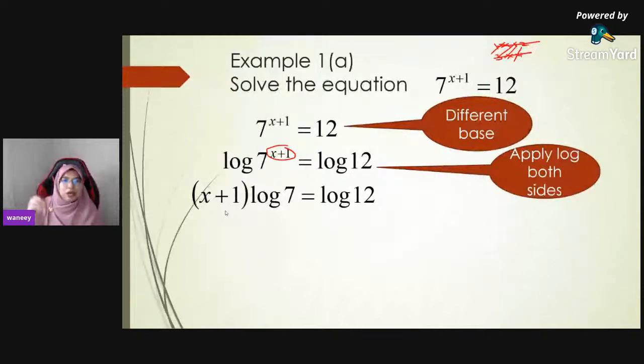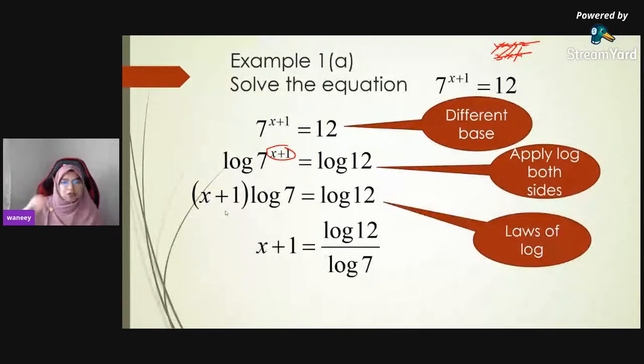So now we need to have x as our subject. So bring log 7 to the right hand side. We're going to get log 12 over log 7. In your calculator, calculate the value of log of 12 first, and then you divide that value with log of 7. Whatever that value is, you minus them with 1 in order to get x as your subject. So x is equal to 0.277.